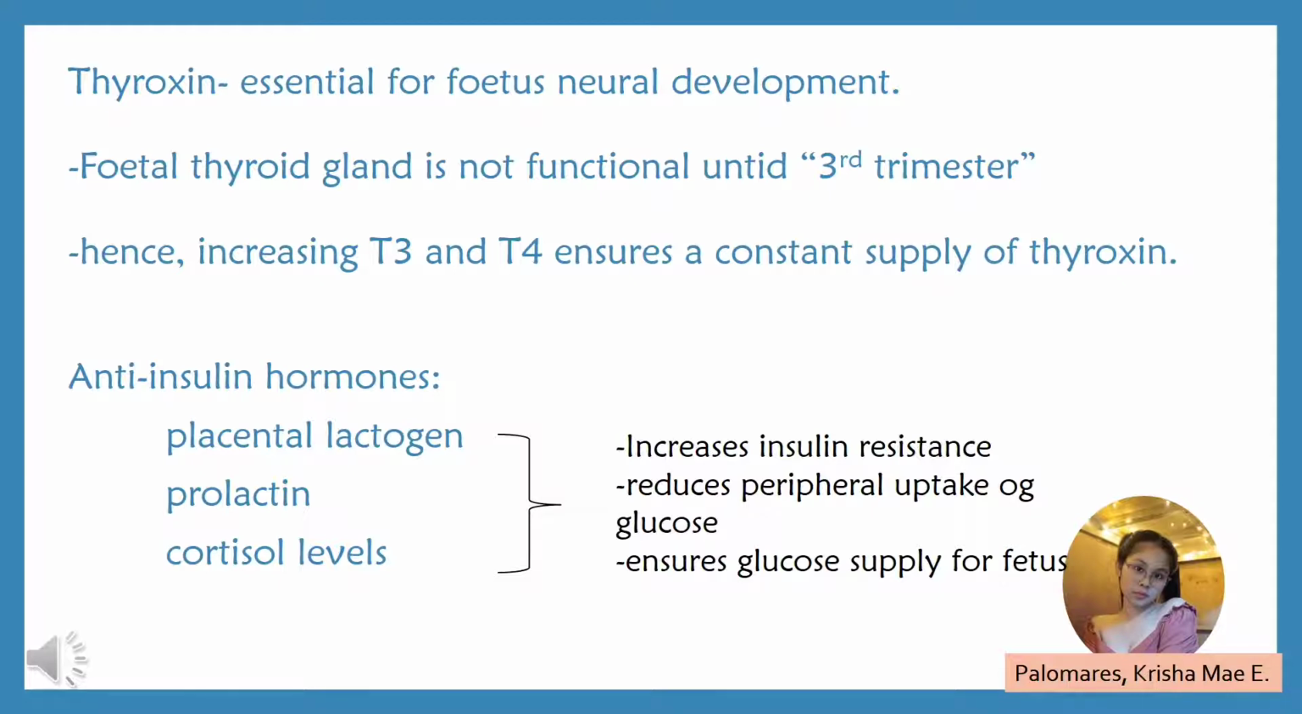During pregnancy, there is also an increase in human placental lactogen, prolactin, and cortisol levels. These are anti-insulin hormones. Therefore, they increase insulin resistance in the mother, which reduces peripheral uptake of glucose. This ensures that there is a continuous supply of glucose for the fetus.